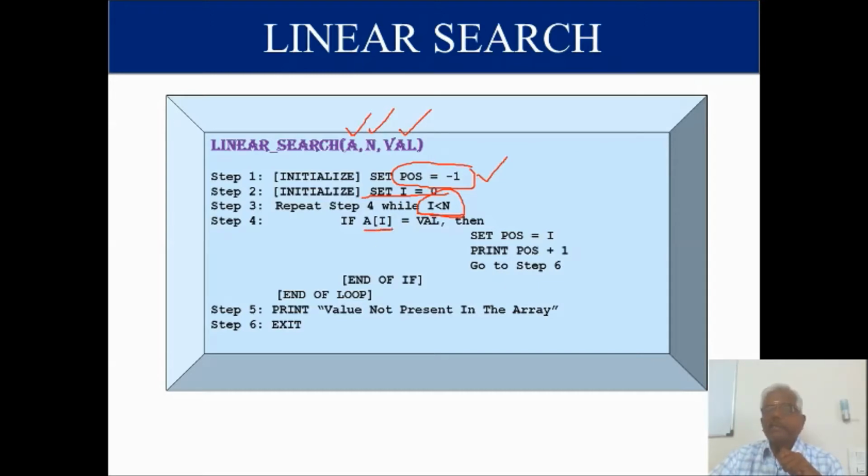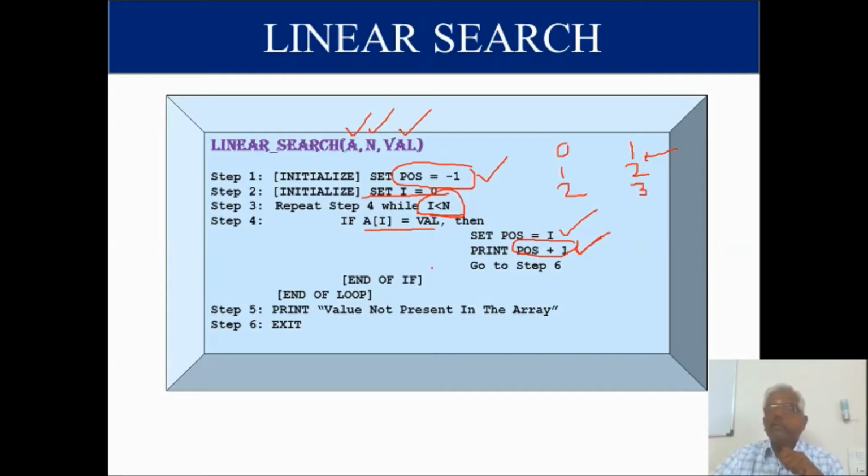So initially I just check with A of I, which is nothing but A of 0, 0th position. If the element is found, I can set position is equal to I, print position +1. Why we have to print +1? Because index value always start from 0, but its position is 1. In an array, the 0th element is nothing but position 1. The first index value, it is position 2. The second index value, the position is 3. So that's why I print position +1 instead of position.